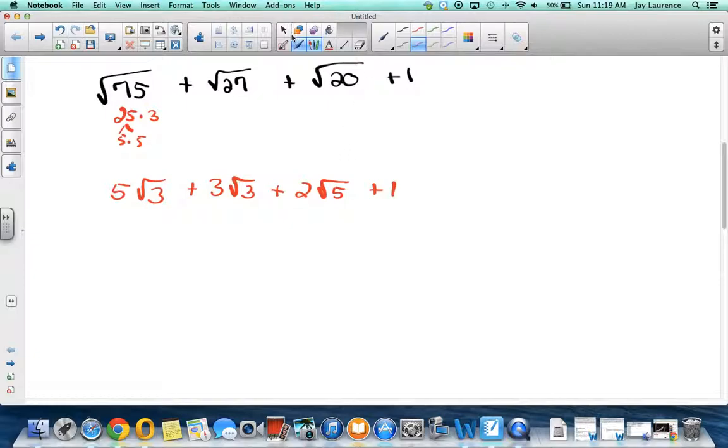Now, if I look here and see what my like terms are, let me get out a highlighter. All right, I've got 5 rad 3's. I've got 3 more rad 3's, and you notice how I'm reading it? I'm reading it like it's a variable. I have 5 of these guys. I have 3 of the same guy. Now, these are rad 5's, and there's 2 of them.